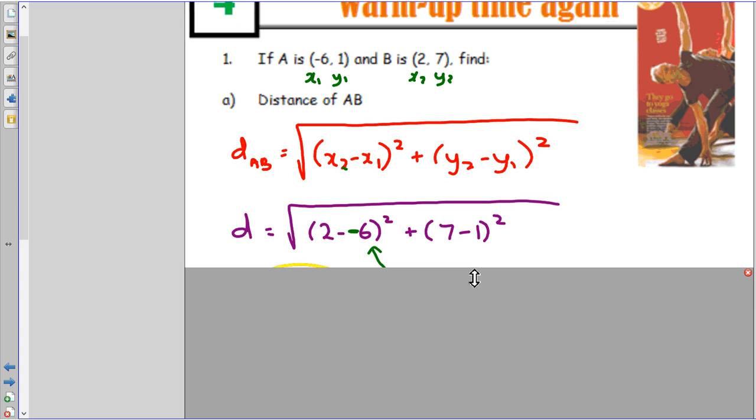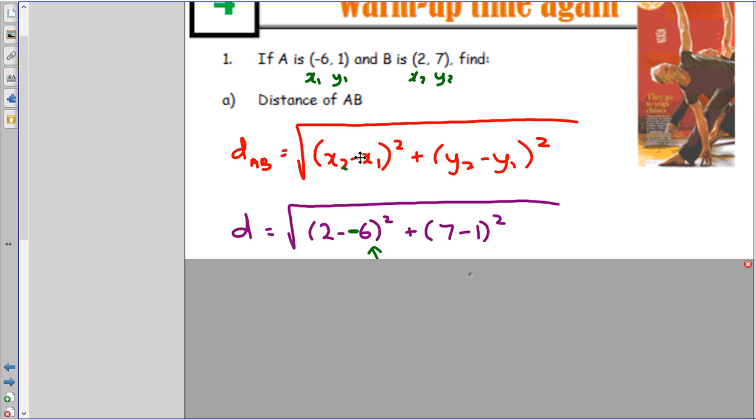And what you do is you substitute in the values. Because you've labelled x1, y1, x2, y2, it's easy to sub them in. x2 minus x1 is 2 minus negative 6. y2 minus y1 is 7 minus 1. You could have had it the other way around, y2 minus y1 squared, x2 minus x1 squared. It's okay because you're adding them, so the order doesn't matter. So then pop them in, and then you can plug it into the formula just like this.